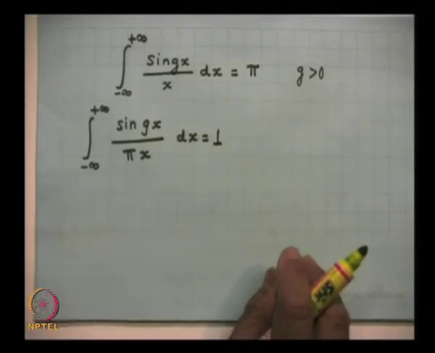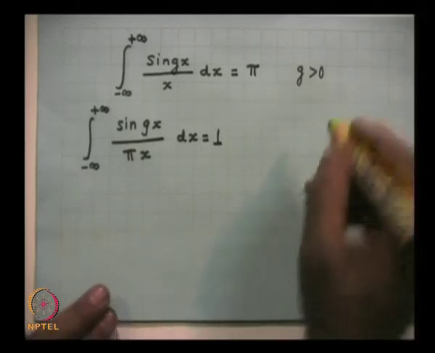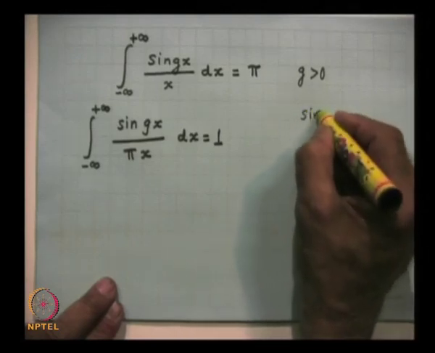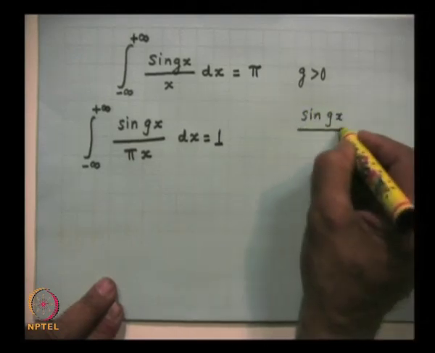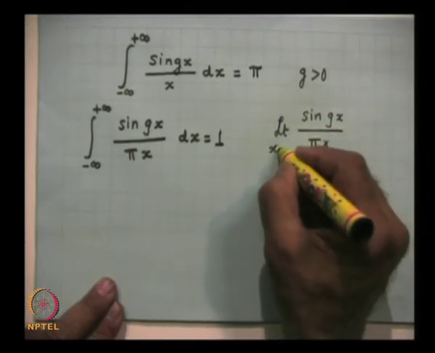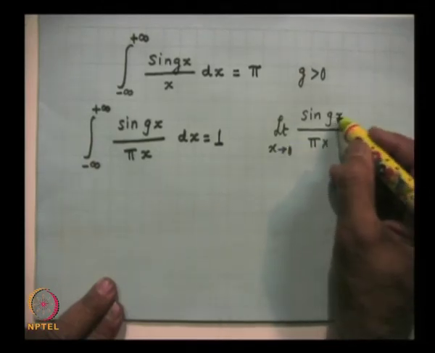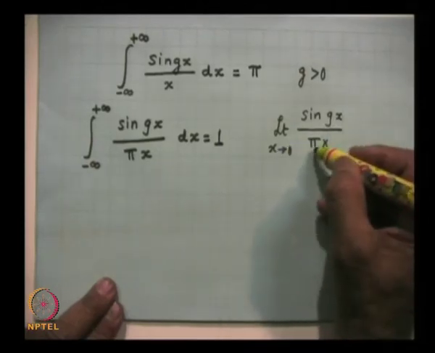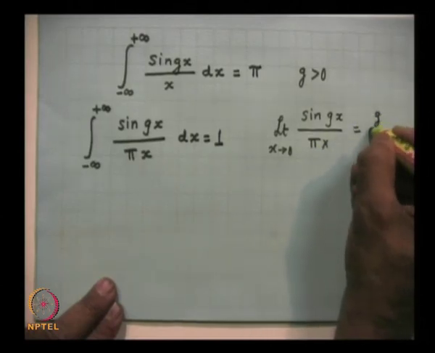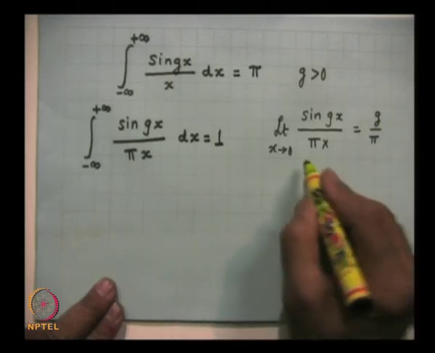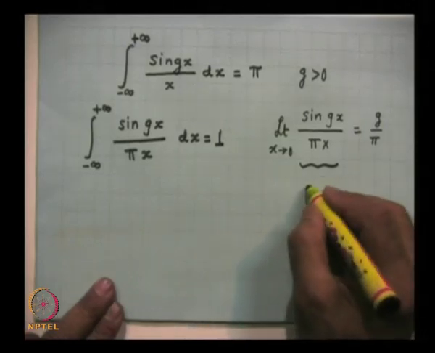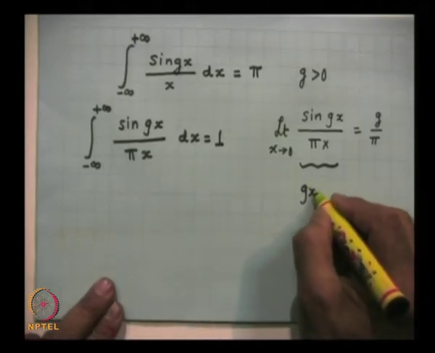If I plot this function, you will find that sin gx over pi x, in the limit of x tending to 0, the numerator becomes gx and the denominator becomes pi x. So, this becomes g by pi. And as you can see, the first 0 of this function occurs at gx equal to pi.